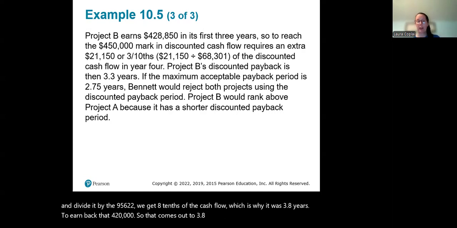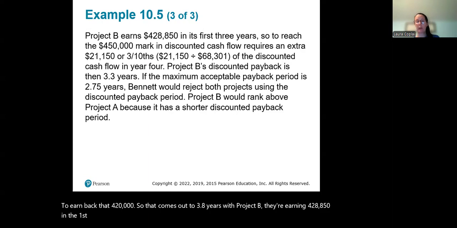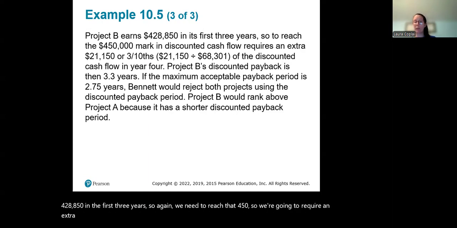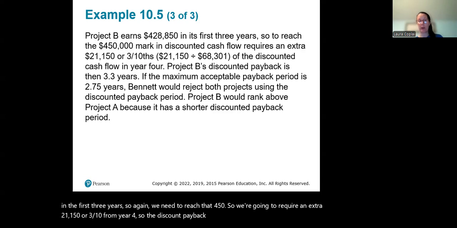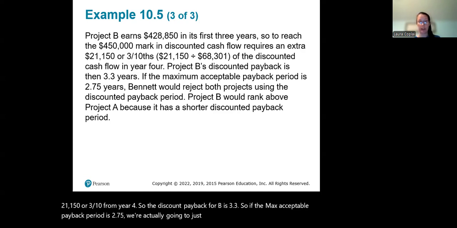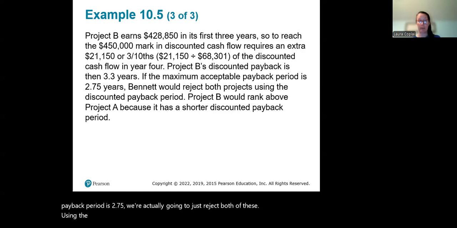With project B, they're earning 428,850 in the first 3 years. Again, we need to reach that 450. So we're going to require an extra 21,150, or 3/10, from year 4. So the discounted payback for B is 3.3. If the max acceptable payback period is 2.75, we're actually going to reject both of these using the discounted payback period. Project B would rank above Project A because of that shorter discounted payback period.